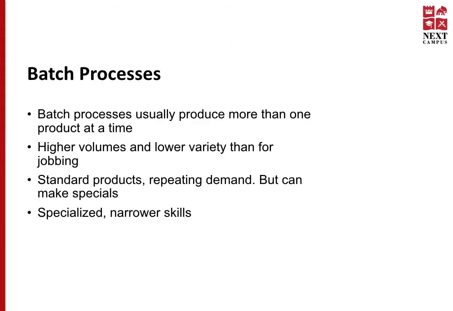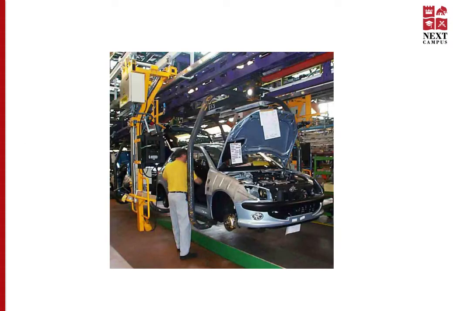What are the characteristics of batch processes? Batch processes usually produce more than one product at a time. These products have high volumes and lower variety than for jobbing. These are standard products having repeating demand, but these processes can also be used to make specials. For batch processes, you need specialized skills. Specialized but narrower skills. Vehicle assembly plants are good examples of batch processing.